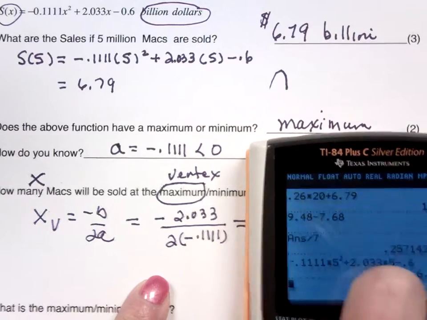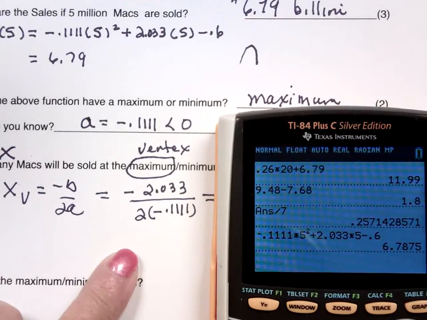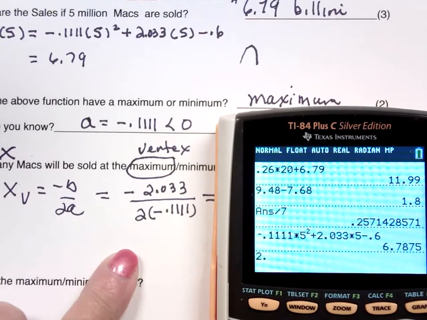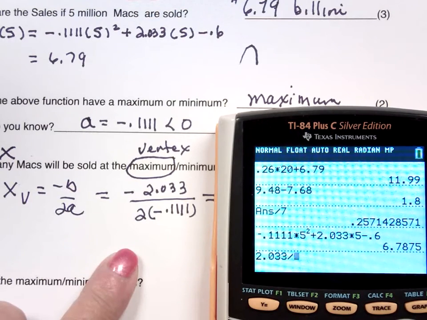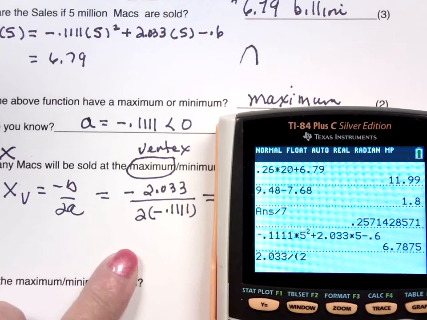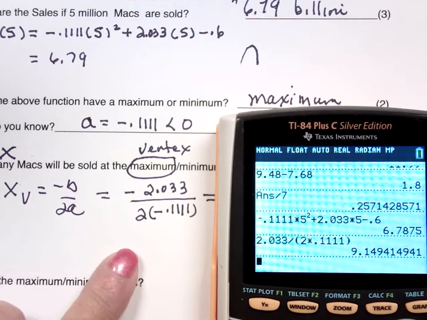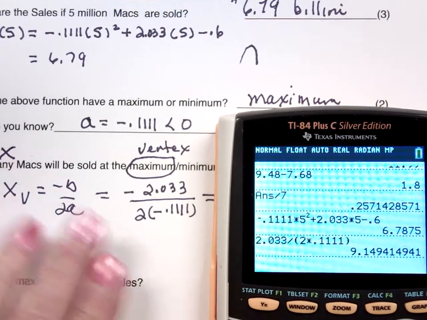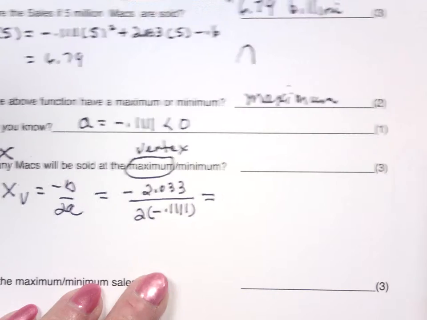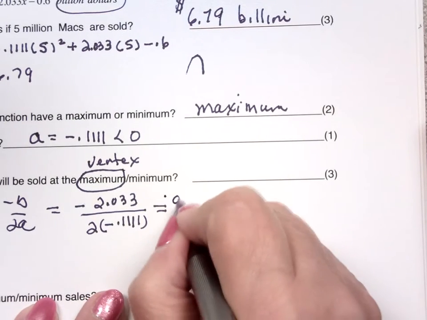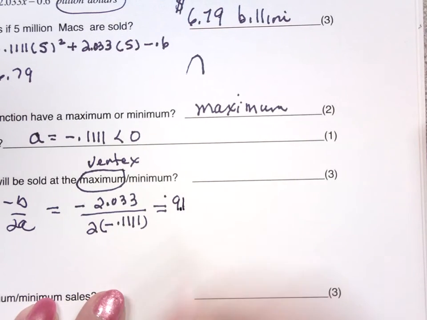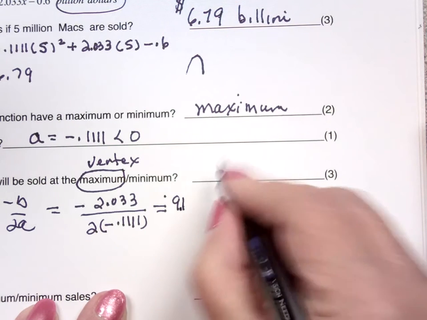What I would probably do in a test situation is 2.033 divided by parenthesis 2 times 0.1234. I wouldn't trust myself to do the multiplication. I just don't, and after yesterday, I don't trust myself to do anything. So, 9.1 approximately. 9.1 what? Million, yes.